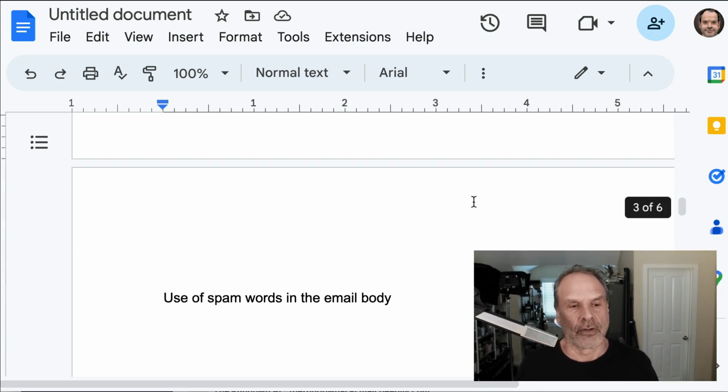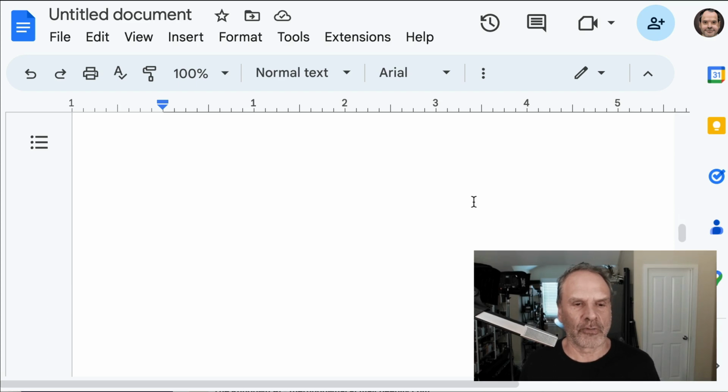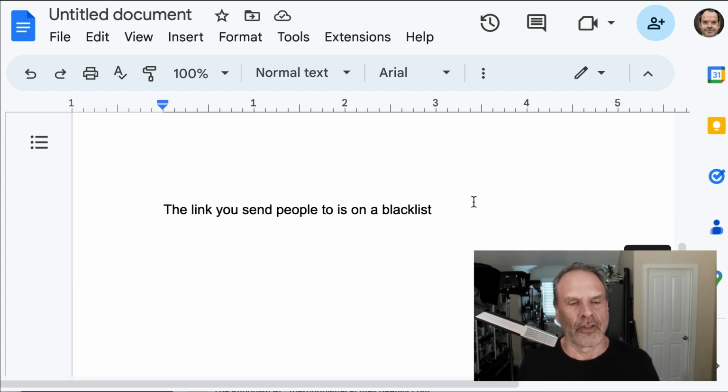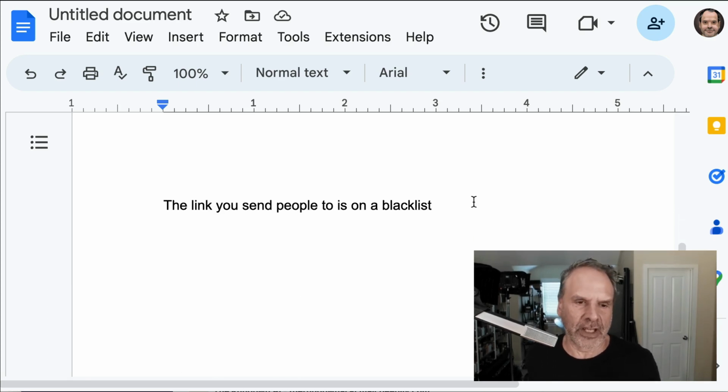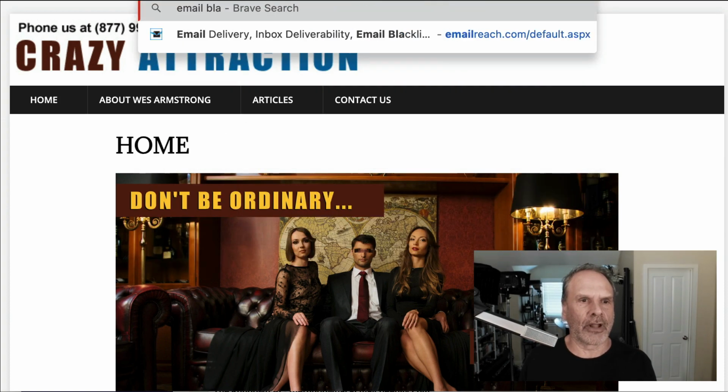Third reason, similar to the one we just went over, use of spam words in the email body. So the neologisms come in. That'll get you in the spam folder if you use a lot of those. The next one is the link that you are sending is on a blacklist. What do I mean by blacklist? Well, let's look at email blacklists.